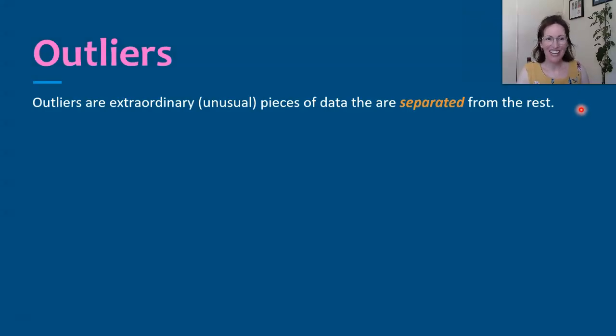So what are they? They are extraordinary or unusual pieces of data that are separated from the rest. Just try and think about that word outlier. What does it sound like? It sounds like two words, out and lie. So it's unusual pieces of data that lie outside of the main set of data.